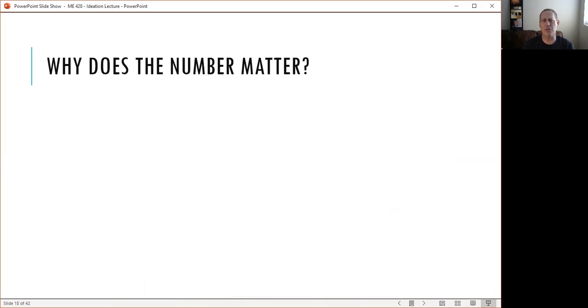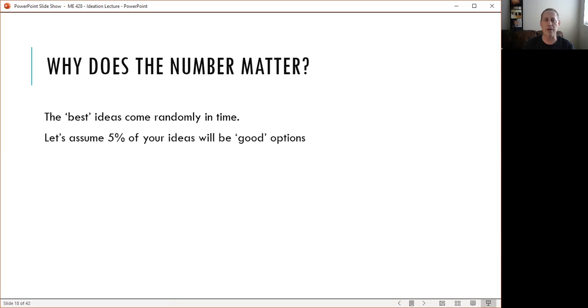But now you might say, well, who cares? Most of those ideas are probably terrible ideas. Why do we want more? Well, it's probably reasonable to assume that the best ideas are going to come out randomly in time. You might have a couple of really good ideas early on because you've been pondering this for a while and they've been rattling around. But as you continue to generate ideas, there's no reason why any particularly good ideas will come up at any other point in time. So let's assume that of all the ideas you're going to come up with, maybe only 5% of them are good. That's a reasonable number, right? We probably can do that.